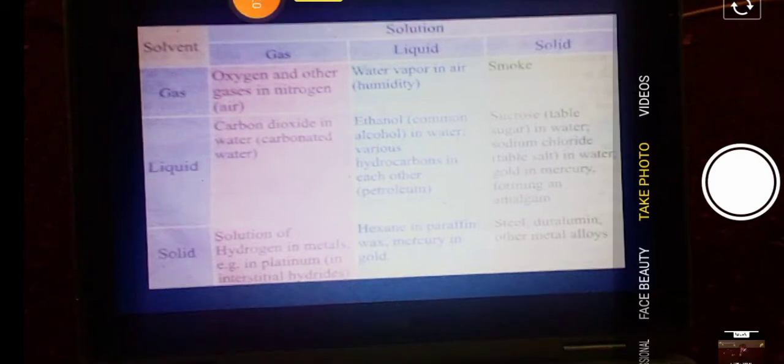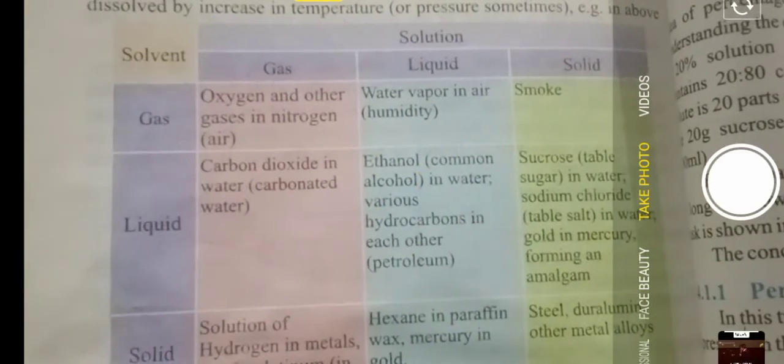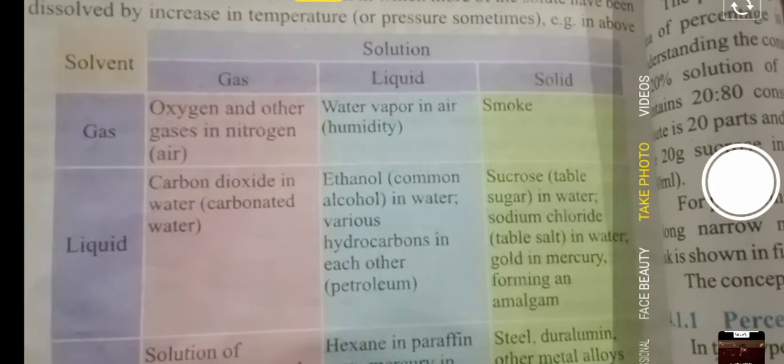And here we have a picture which is not clear. On page number 112, you can see this table from your books. Here we have solvent: gas, liquid, and solid. These are the solvents, and solutes are on the upper side. For gas, when we mix oxygen and other gases in nitrogen, that becomes air, and air is a solution. Water vapors in air, humidity, is also a solution, and smoke is also a solution.